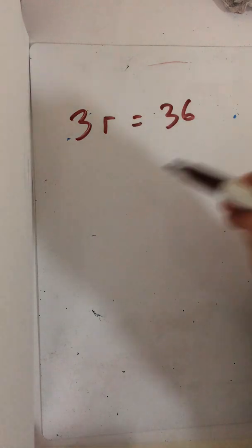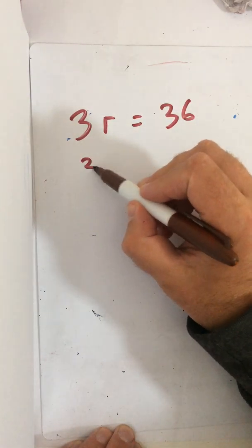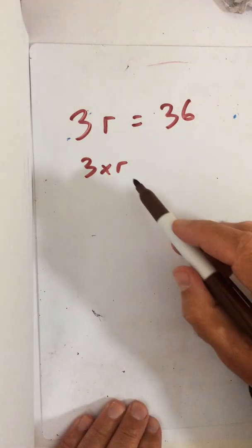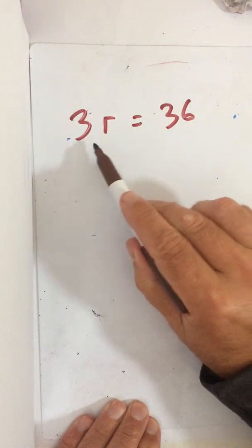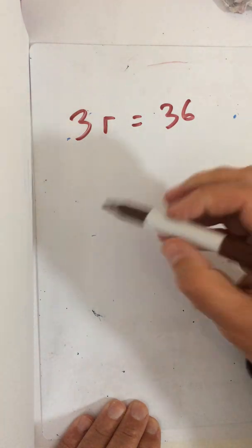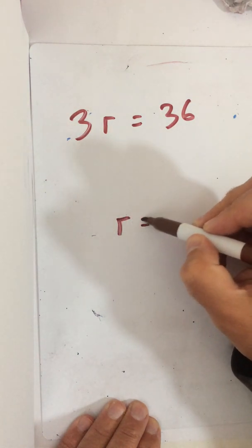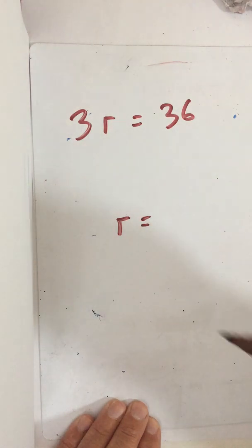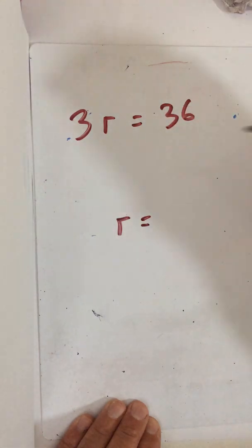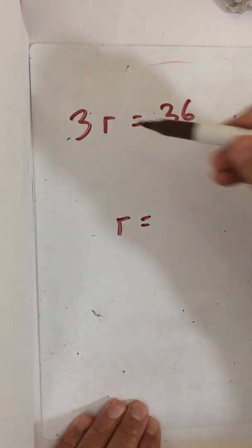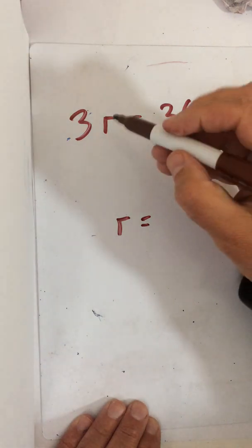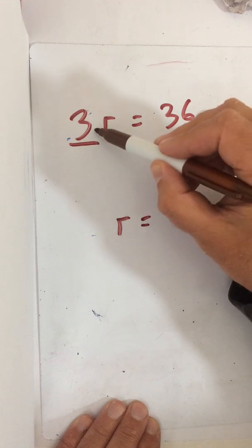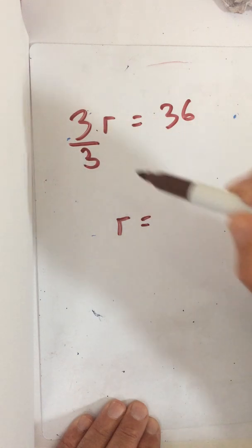Remembering from last time, 3r means 3 times r, doesn't it? So this side is a multiplication. We still just want to be left with r at the end. But because this is 3 times r, last time we did the opposite of adding: if it was an add we subtracted, or if it was a subtraction we added. So we do the opposite of multiplying. This time, to get rid of this 3 times r, we divide it by 3.